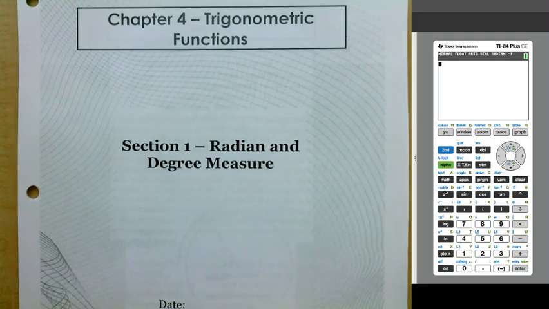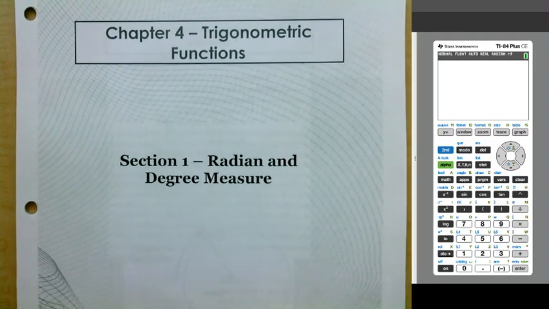Alright, so this is the first lesson in the flipped classroom, and we're going to be doing this throughout Chapter 4 for trigonometric functions, and the first section is on radian and degree measure.